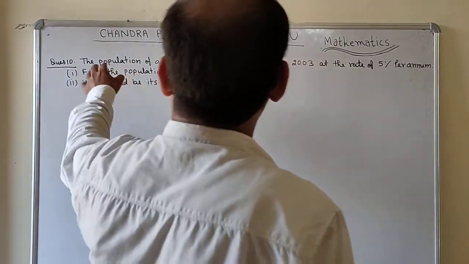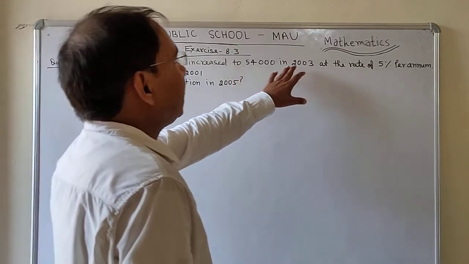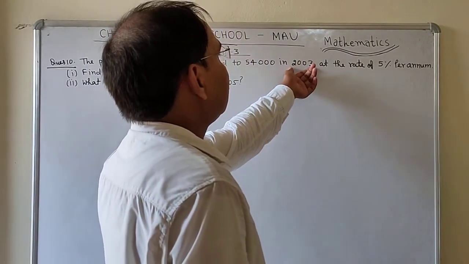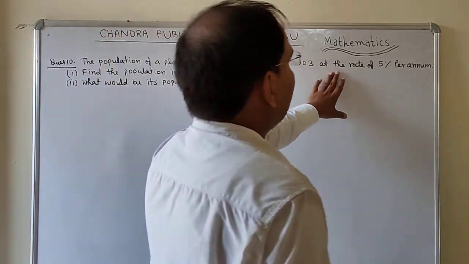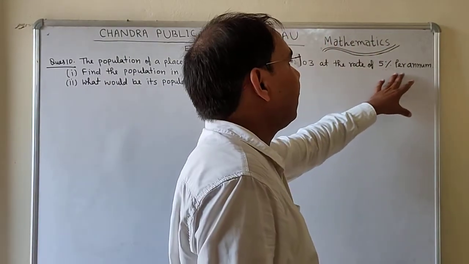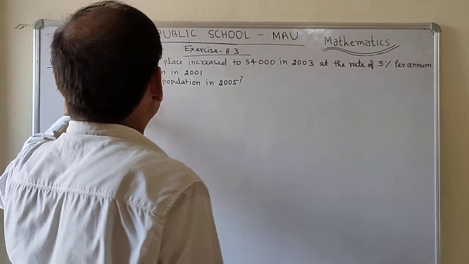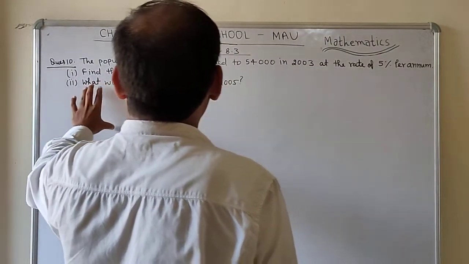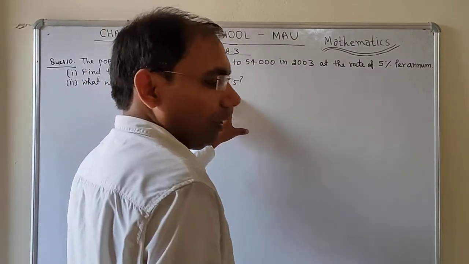In the question it is given that the population of a place increased to 54,000 in 2003. It means that in 2003 the population of the place was 54,000, at the rate of 5% per annum. The growth of the population was 5% per annum. Then you need to find two parts in this question. In the first part you need to find the population in 2001, and in the second part it is asked what would be its population in 2005.